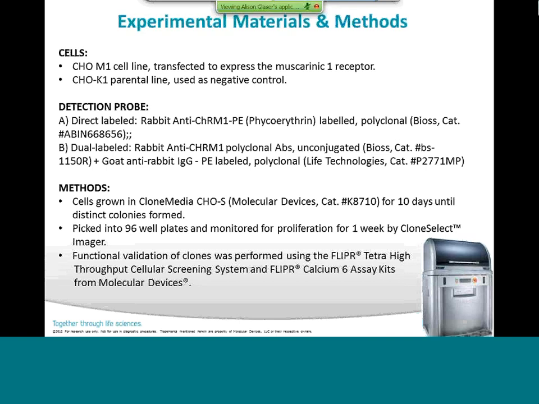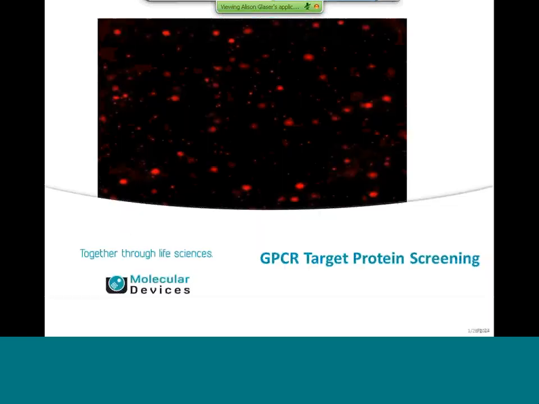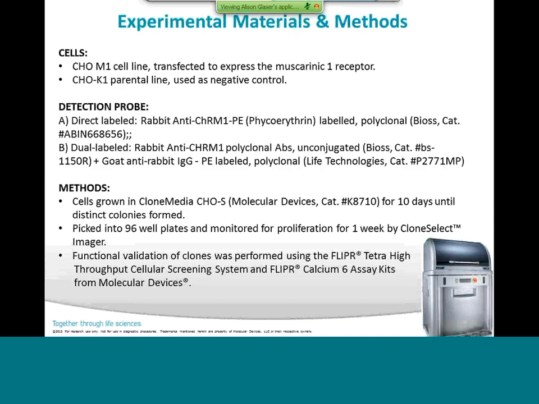So our cells were initially picked on the ClonePix, and then they were monitored for proliferation by the CloneSelect imager, and then functional validation on the flipper system. So I'll take you through each of those 3 results.